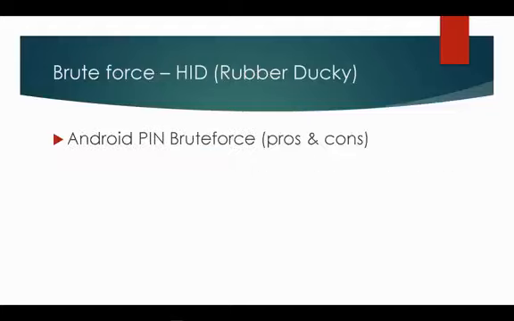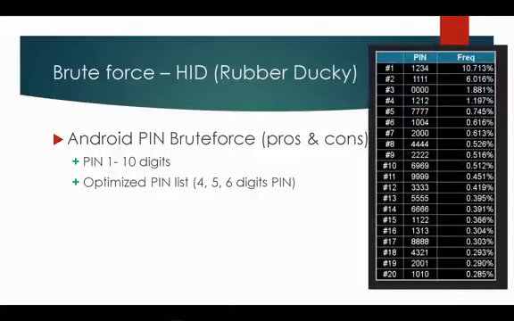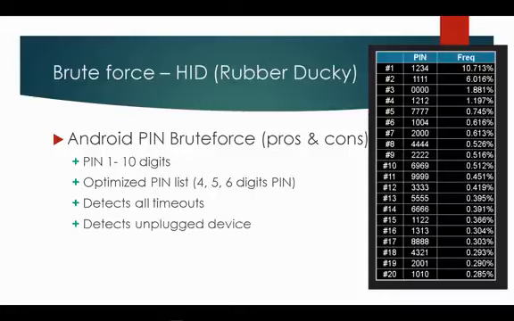It has a lot of pros and cons. For example, you can test various pins with a length from 1 to 10 digits. It uses an optimized pin list for 4, 5 and 6 digit pins. This is based on the most popular top pins being used based on the statistics. It detects all the timeouts. And if you unplug your smartphone, since cracking the pin will take a lot of hours and you need to recharge your device, if you unplug, charge the smartphone, and plug back in, it continues where it stopped.